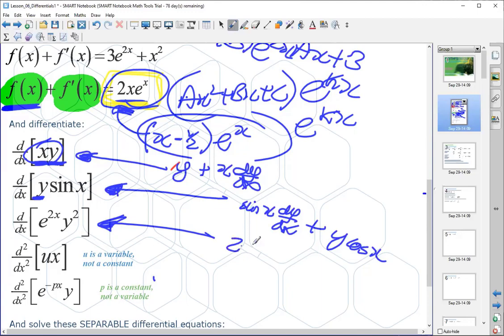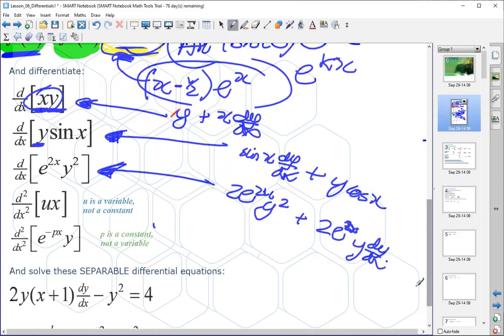Next one. 2e to the 2x multiplied by y squared plus 2y e to the 2x, and then differentiate e to the 2x dy by dx. Yeah, perfect.